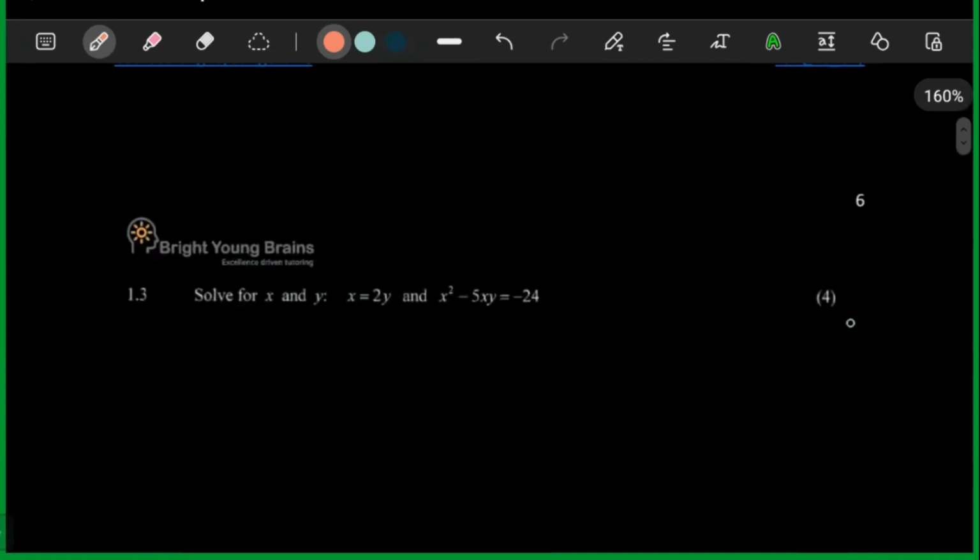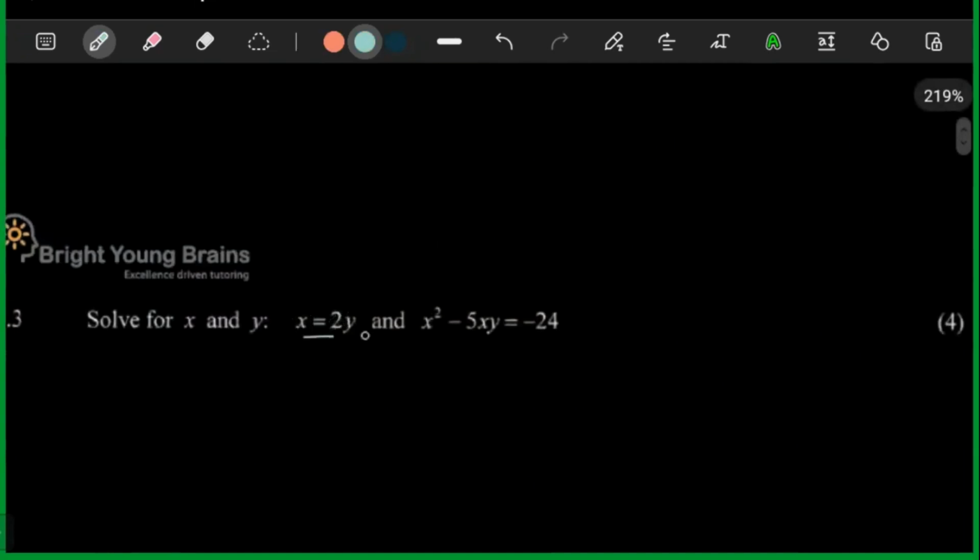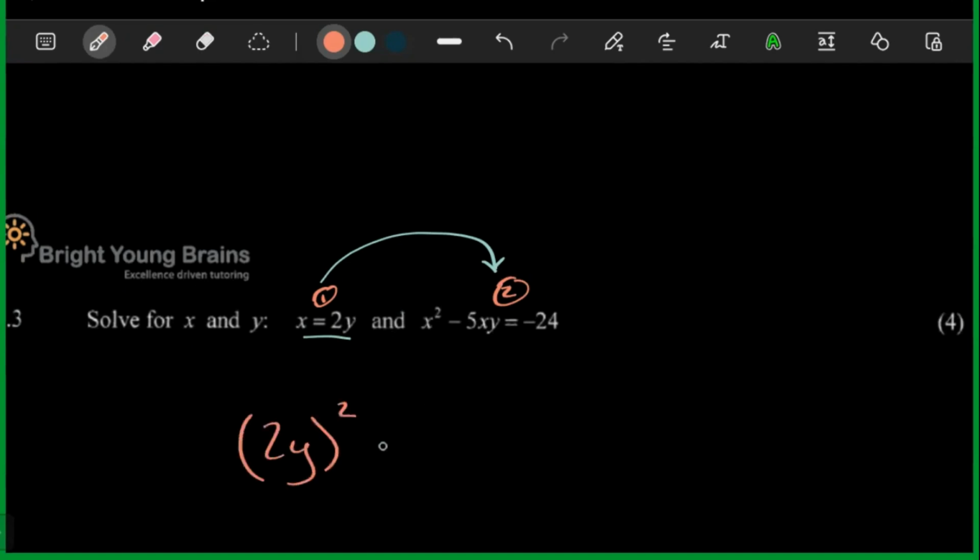Let's move on. 1.3 says you have to solve for x and y simultaneously. So this is quite straightforward. Wherever x is, it's going to be equal to 2y. So in the equation here, wherever we see x, we're going to throw in the 2y. Yeah, I meant 2y, not 2x. So here, we're going to take equation 1, throw it into equation 2. So the way that's going to look is we have 2y squared, then we have -5 times 2y, and then this is like a y squared, equal to -24.